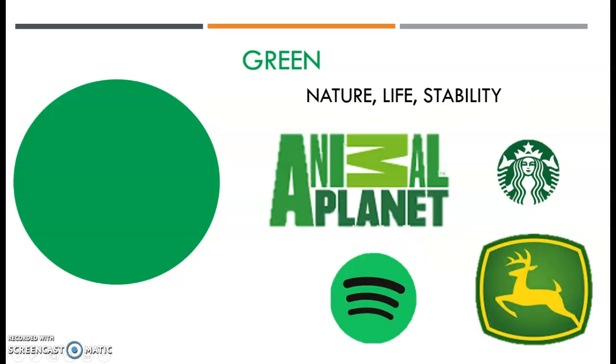Now we have green. Green is associated with nature, life, and stability. A company like Animal Planet wants to be associated with green because they're all about showing life and nature in the moment. Countless documentaries about animals, their climate, and the environment are all shown on Animal Planet. So they want to have a green logo so you know immediately that it's about nature and the environment.